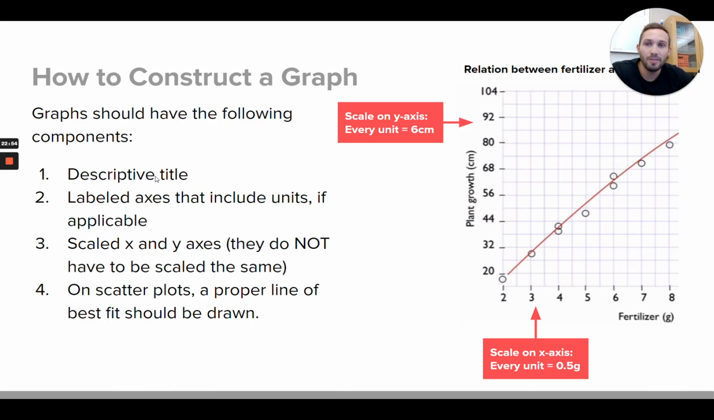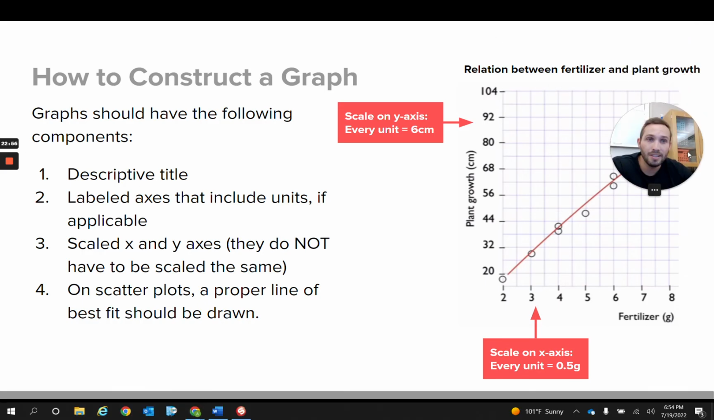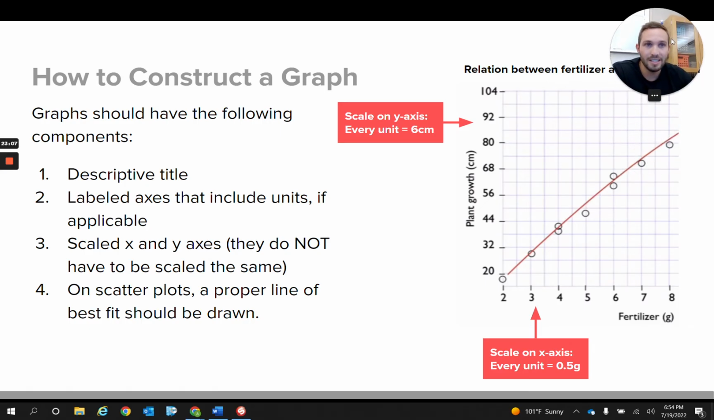First of all, you should have a descriptive title. You can see on this graph, it has a title. It's showing the relation between fertilizer and plant growth. Good enough. It's very descriptive. I know exactly what I'm about to look at. You need to label the axes. So the x-axis and the y-axis should be labeled and include units if applicable.